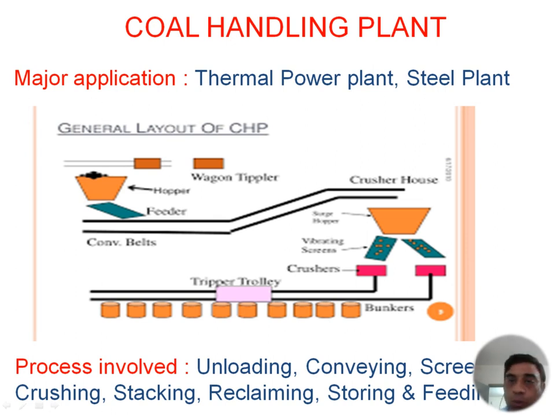Power plants and steel plants are two areas which utilize coal as the raw material. These two plants use coal in very bulk quantity. So a large coal handling plant is installed in power plants and steel plants for handling the coal. There are different processes involved in the coal handling plant: unloading of coal, conveying of coal, screening of coal, crushing of coal, stacking of coal, reclaiming of coal, storing of coal, and finally coal is fed to the user plant.